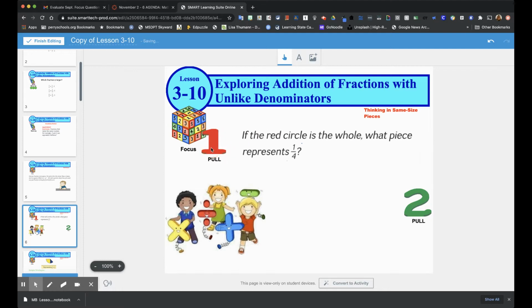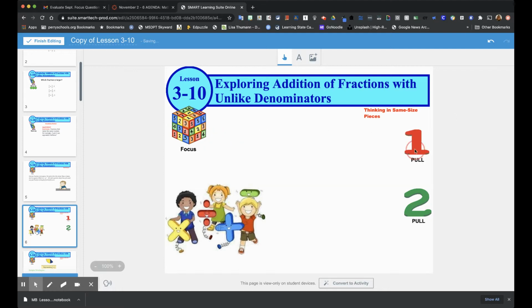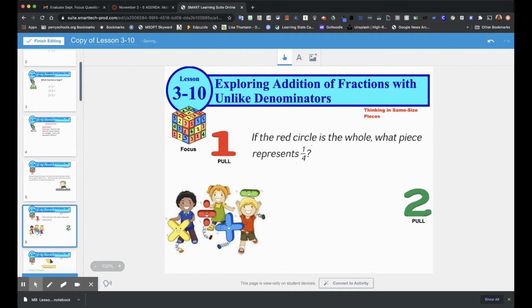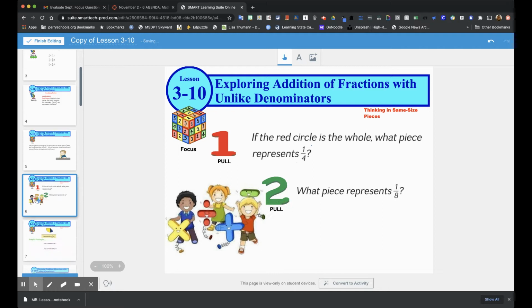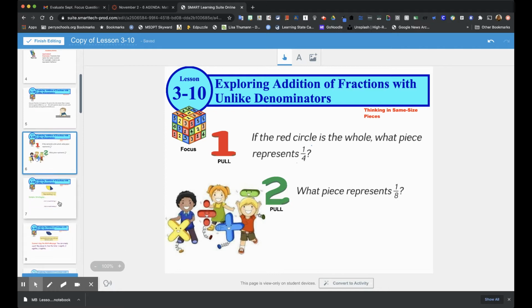If the red circle is the whole, what piece represents that 1/4? I want you to think about what fraction piece equals 1/4, and which one represents the 1/8. Think about what colors when you're looking at that Everyday Math website e-tool. So if you need to pause now to get to that, go ahead and do so.